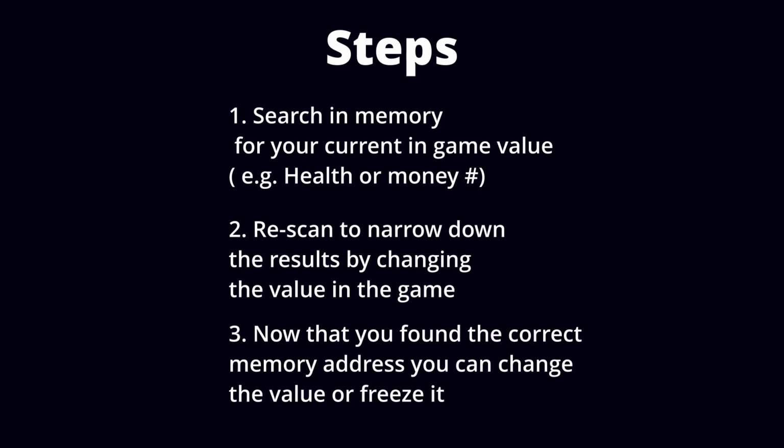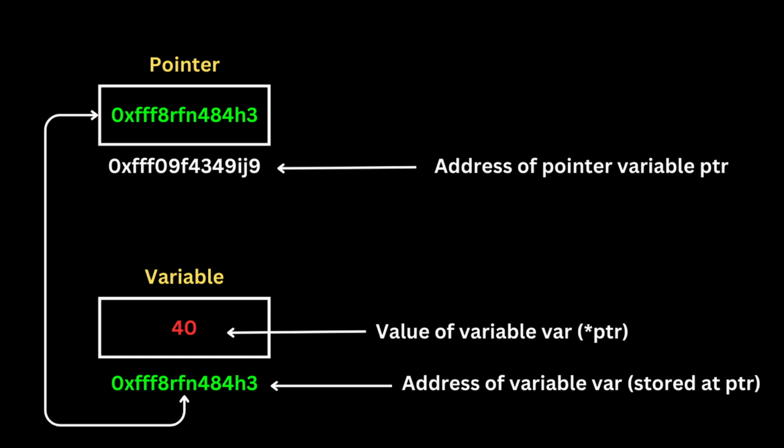Next step is modifying the value. Once you find the correct memory address, you can change it manually. You can change your health to, let's say, 10,000, or set your money in-game to 1 million, or even freeze the value completely so it never changes. Some cheat engines use pointers. Some games move data around dynamically so the address changes every time you restart the game. Cheat engines can track these pointers, which help find the right value every time.